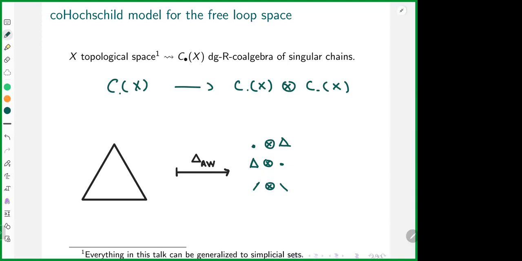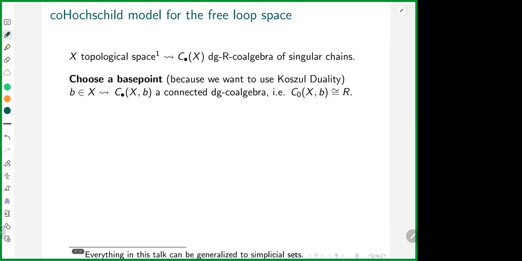Now, since I said that I wanted to use Koszul duality, and the covariant functor that fits into Koszul duality takes as input a very specific flavor of coalgebra, which is a conilpotent coalgebra. The coalgebra of singular chains is not conilpotent in general. So in order to fit into the framework of Koszul duality, we have to consider a different version of these singular chains. To do so, one option to make it fit into the framework is to choose a base point.